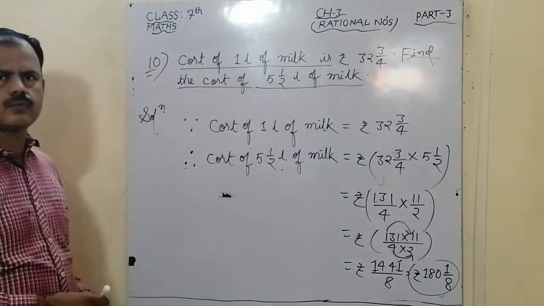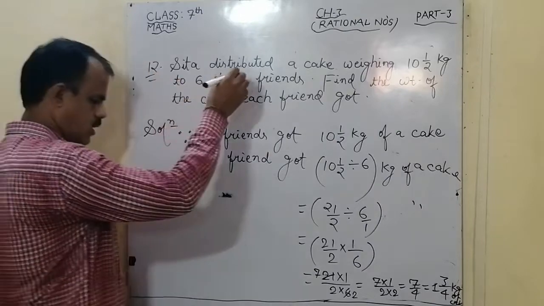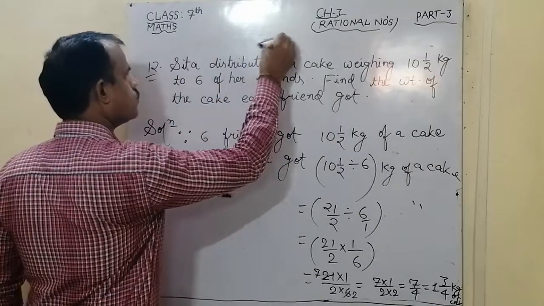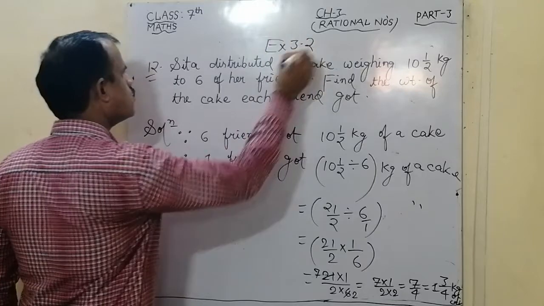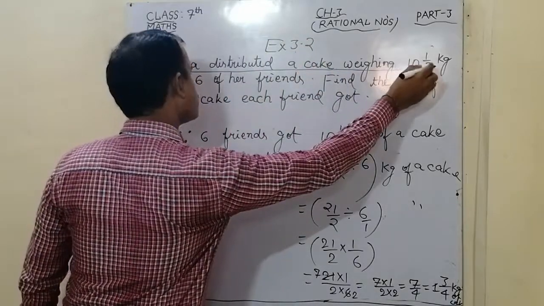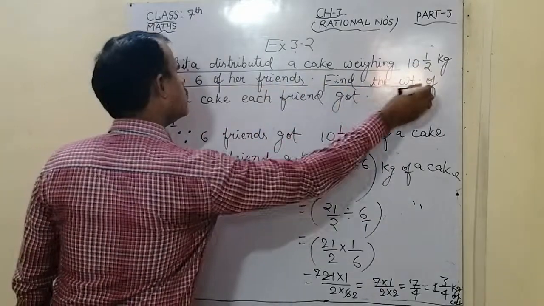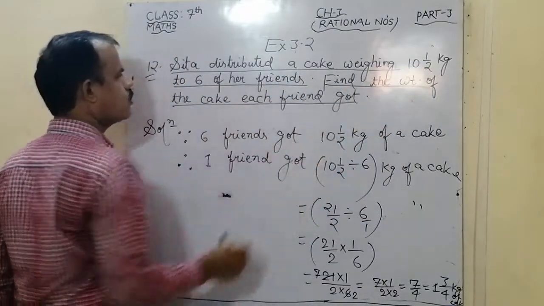Yes student, last question. Exercise 3.2. Sita distributed a cake weighing 10 whole 1 by 2 kg to 6 of her friends. Find the weight of the cake each friend got.